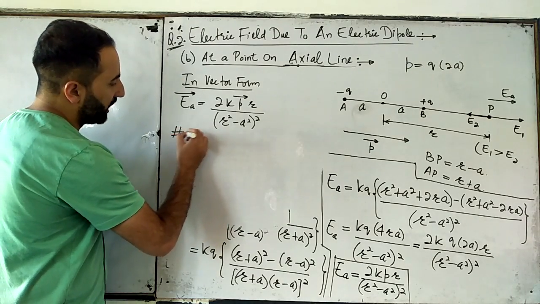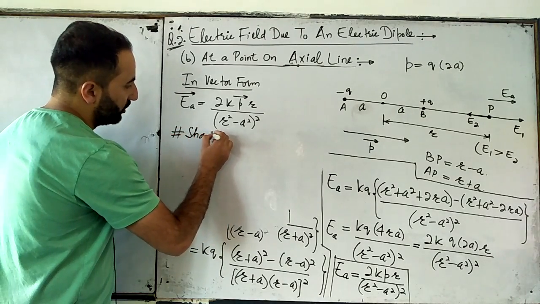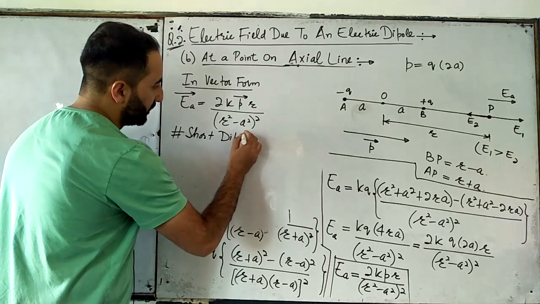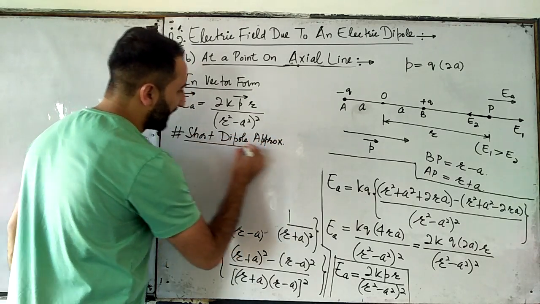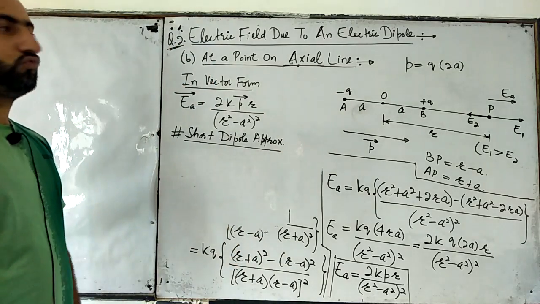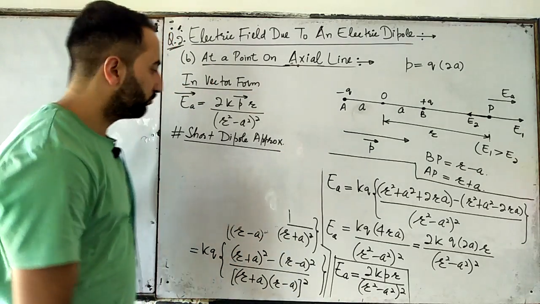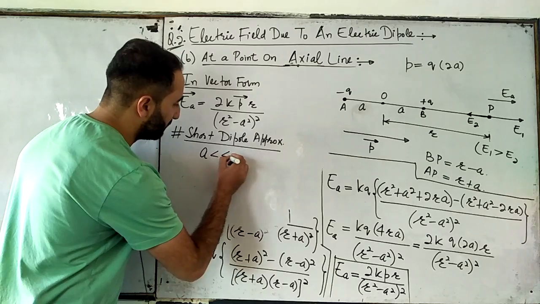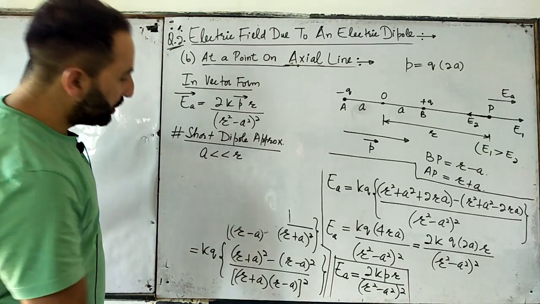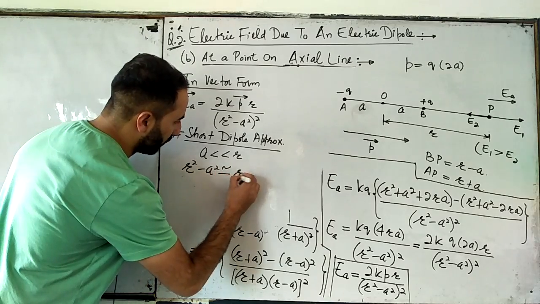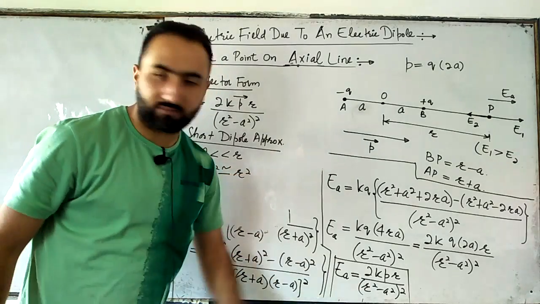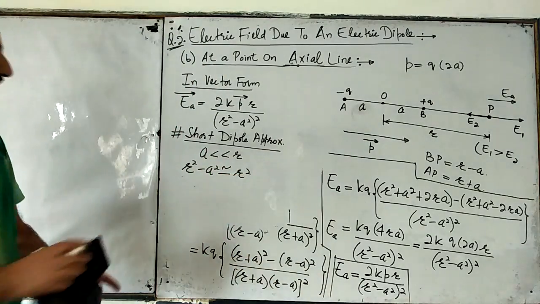Next point is this, short dipole approximation. What does that mean? That again means that the length of the dipole is very very small compared to the r. Okay, so here I will write down that a is very very small compared to r, which in turn means that this r square minus a square is approximately equal to r square.